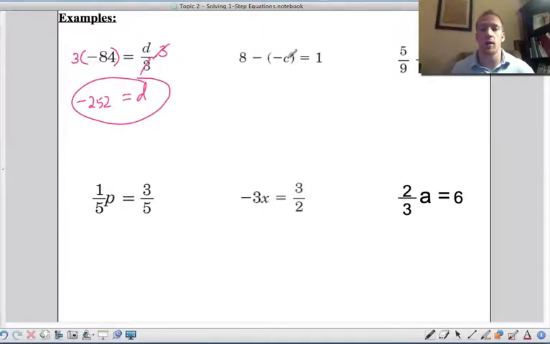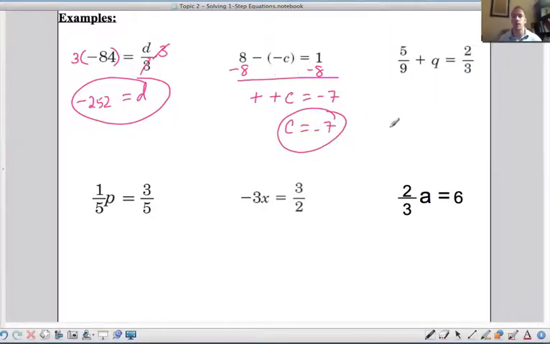Here, we want to get the variable alone. So first step is to subtract 8 on both sides. So I have a negative C equals negative 7. So negative negative is really like a positive. So not C is C. So we have C equals negative 7. So remember your negative rules.